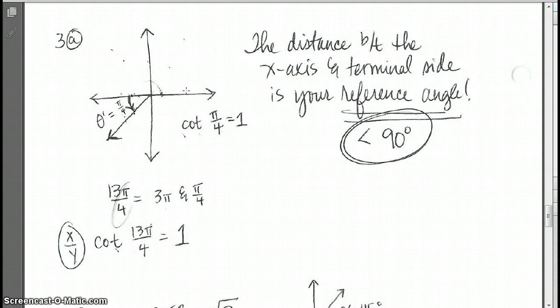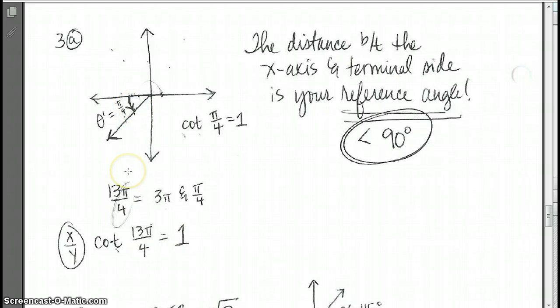So what you end up with is 3 pi. So here's 2 pi. And then here's 3 pi. And then I have pi over 4 left over. So I know that I'm in quadrant 3. Your reference angle, pi over 4. The distance from the x-axis to the terminal side.